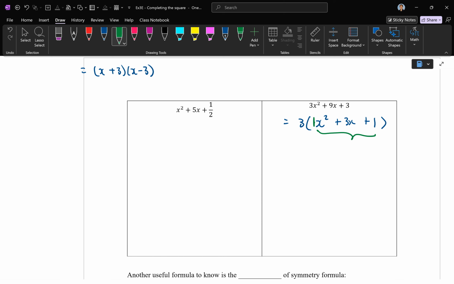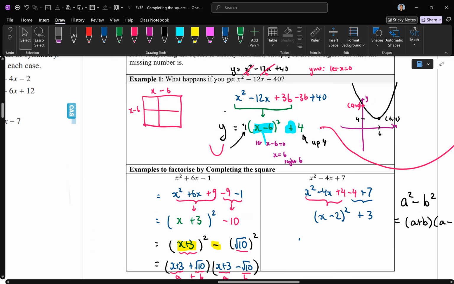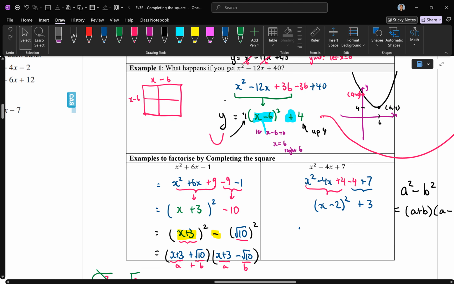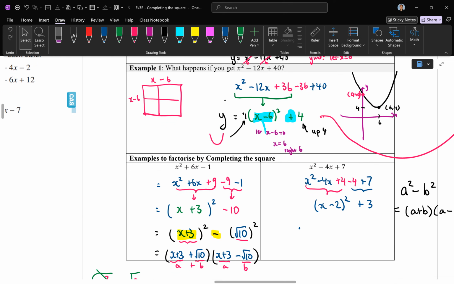So those who struggle with fractions at the moment, don't do this one yet. Practice the previous steps. Make sure that you're comfortable making sure that if the b term is an even value, that you can complete the square. That's the skill from 3E. Okay, so exercise 3E is about you completing the square. If you can complete the square, you can sketch the graph. That's how it works. Cool? All right, I'm going to stop the video.